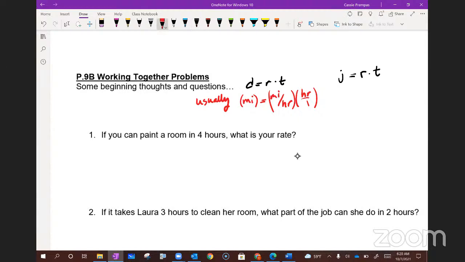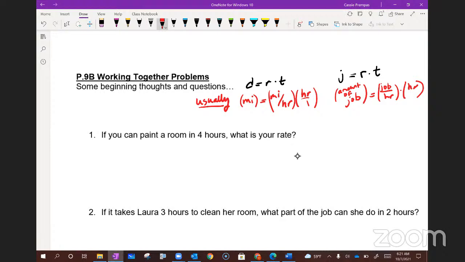And usually we're looking at one job, or you could say the amount of the job done, usually it's 1, is equal to, usually we'll look at someone's rate as their job per hour, and usually they're working in hours. Now, this isn't always the case, sometimes we work in minutes, but usually we look at it in this way. So let's talk through some preliminary questions, and then we'll get to the heart of it.